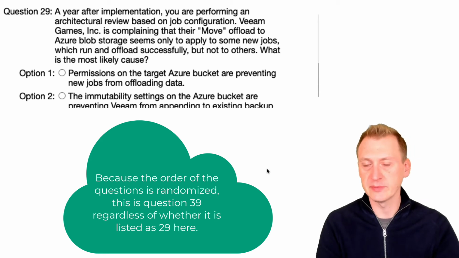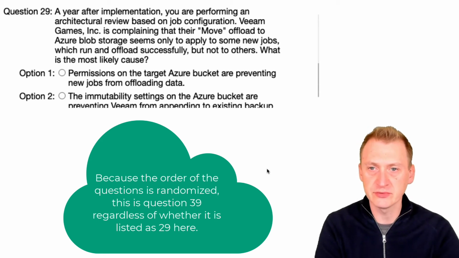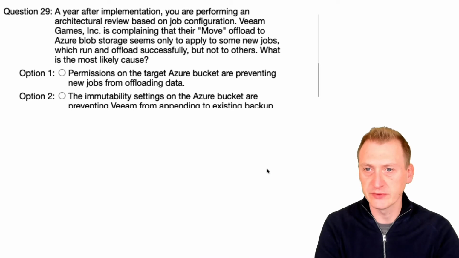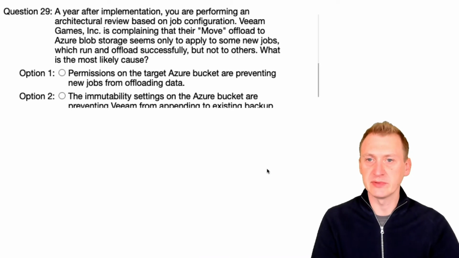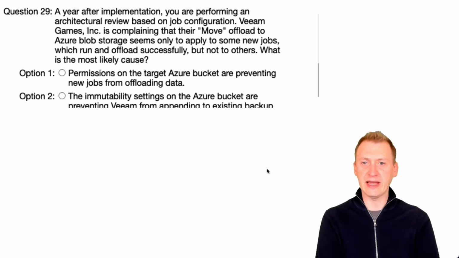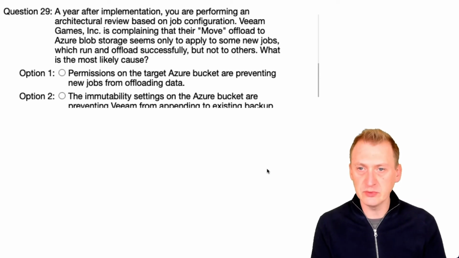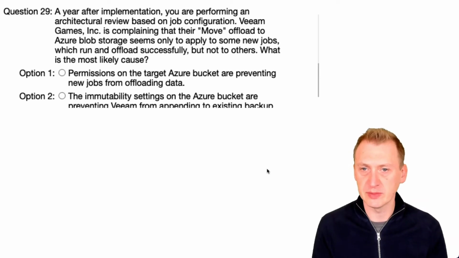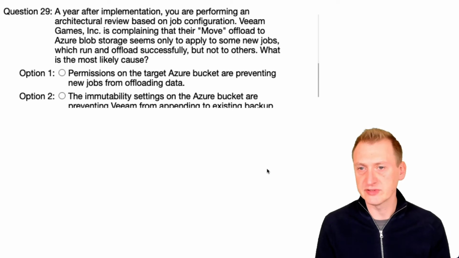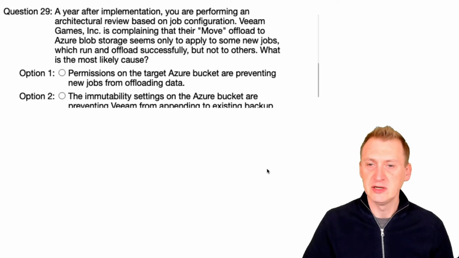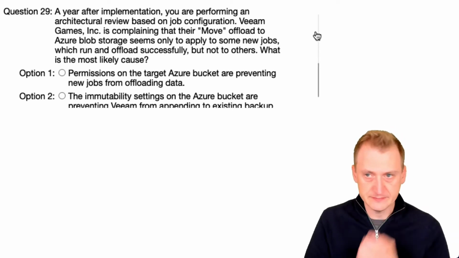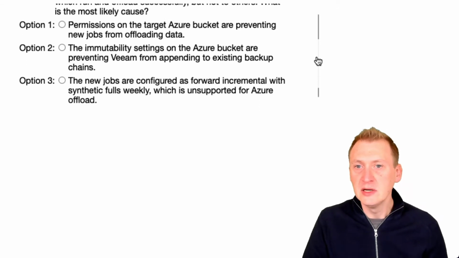A year after implementation, you are performing an architectural review based on job configuration. Veeam Games Inc. is complaining that their move offload to Azure Blob Storage seems only to apply to some new jobs, which run and offload successfully, but not others. What is the most likely cause? Okay, let's take a look.